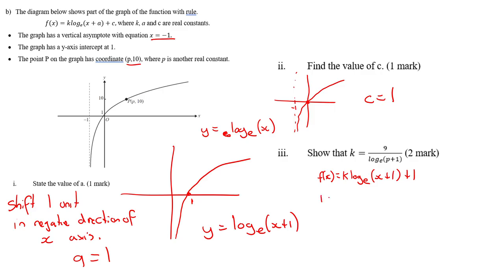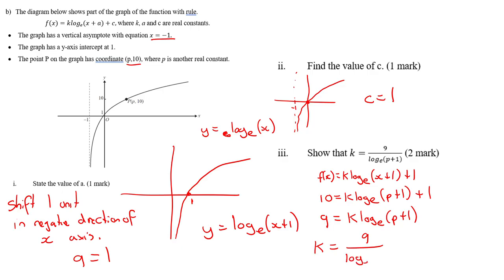So that will give me 10 is equal to k log base e of p plus 1, plus 1. So we'll take 1 to the other side, and that will give me 9 is equal to k log base e of p plus 1. We can start to see it already. To get k by itself, I divide everything by the log, and that will give me 9 over log base e of p plus 1.